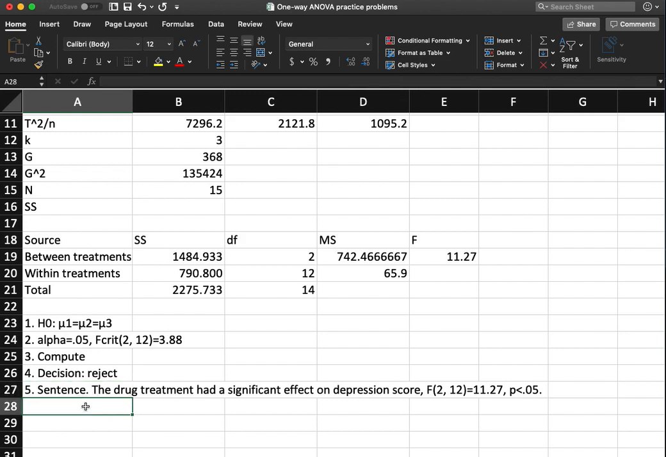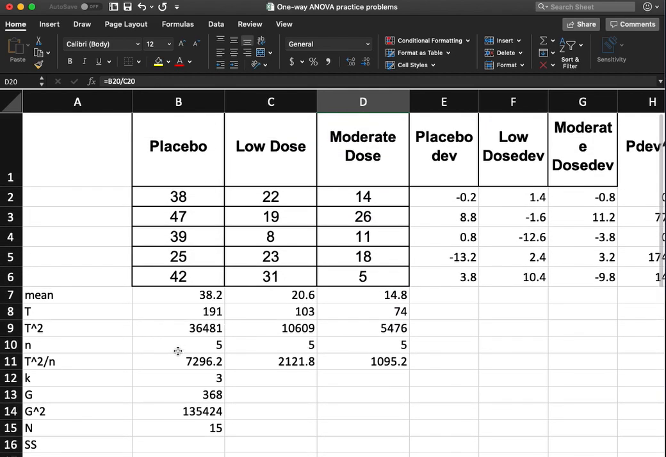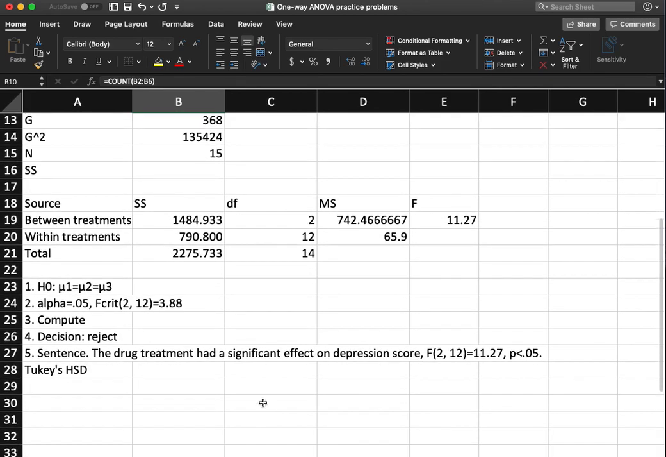We have to do another test to figure that out, and the one we're going to use is called Tukey's HSD, the honestly significant difference. And we're going to talk about how to do this in class. The formula for it is Q times the square root of mean square within divided by n, little n, and you can only use this when you have the same number in each group. And we do in this case, so we can use Tukey's.